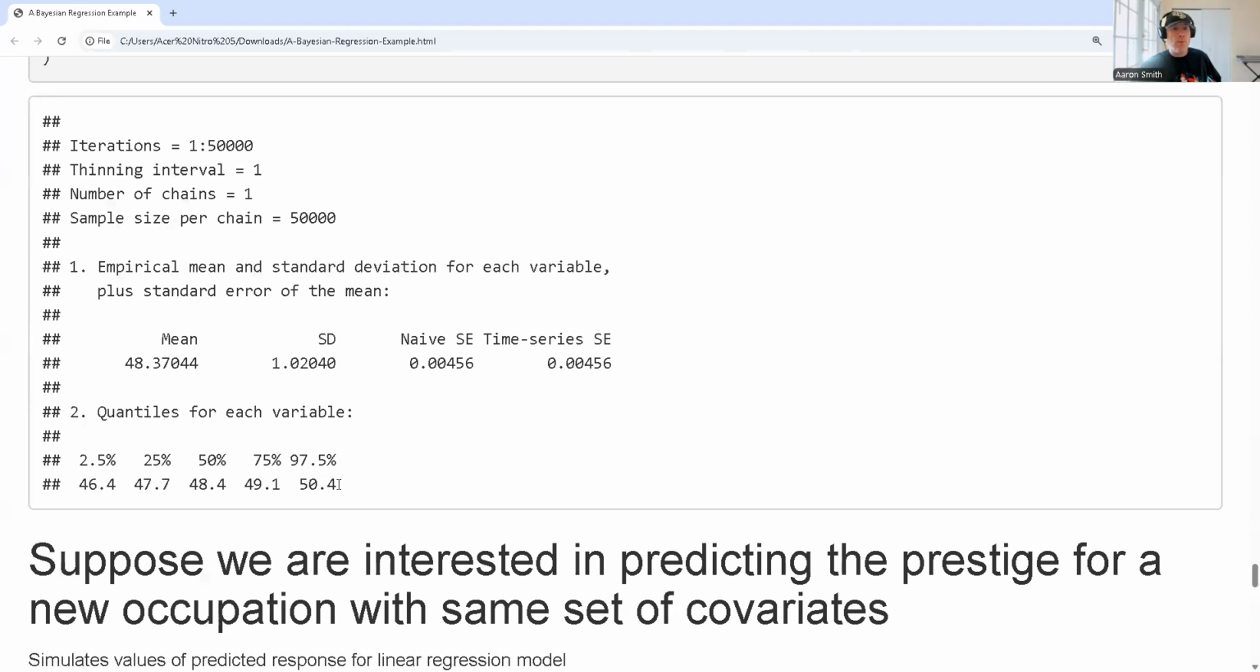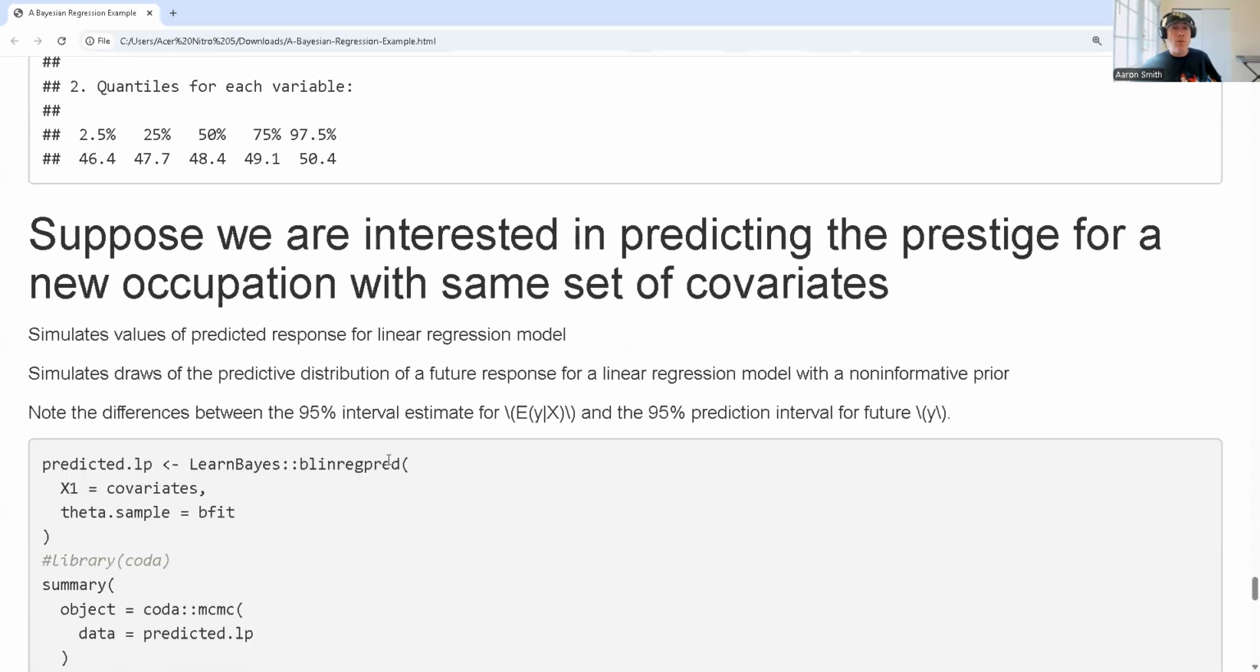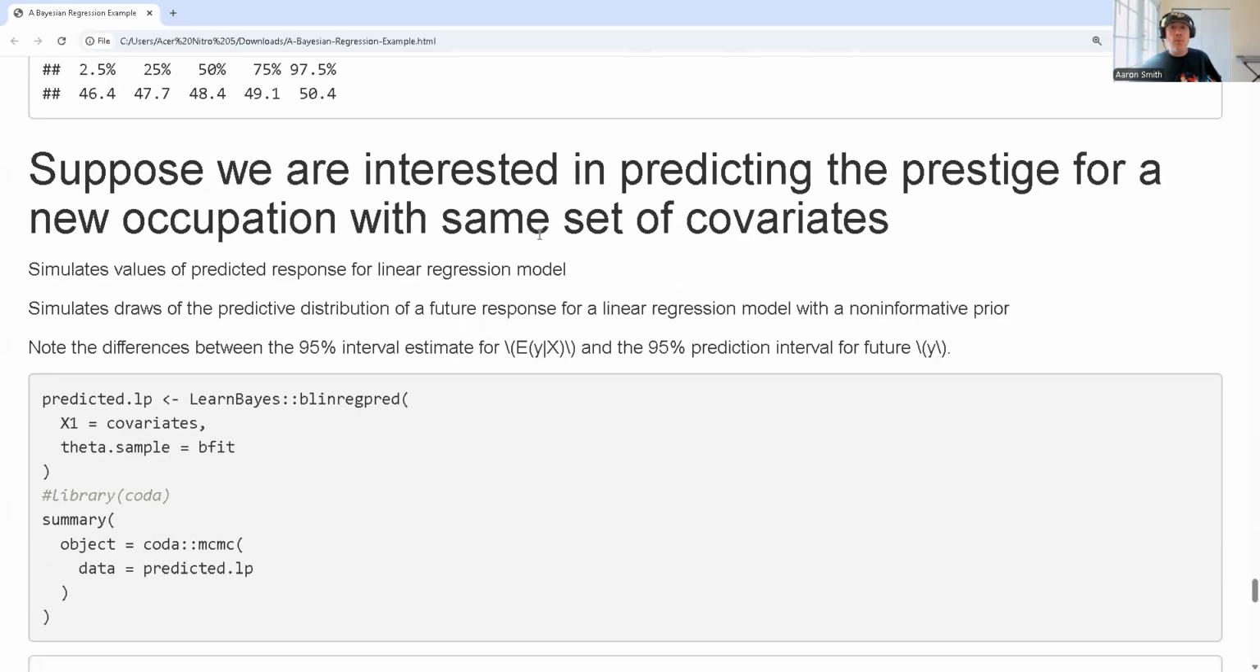From 46 to 50. That's pretty tight, about 48. And now remember, this is the expected value, not the predicted value. Remember, when we do regression, expected values have more narrow intervals than prediction intervals. All right, so now suppose we are interested in predicting the prestige for a new occupation with the same set of covariates.